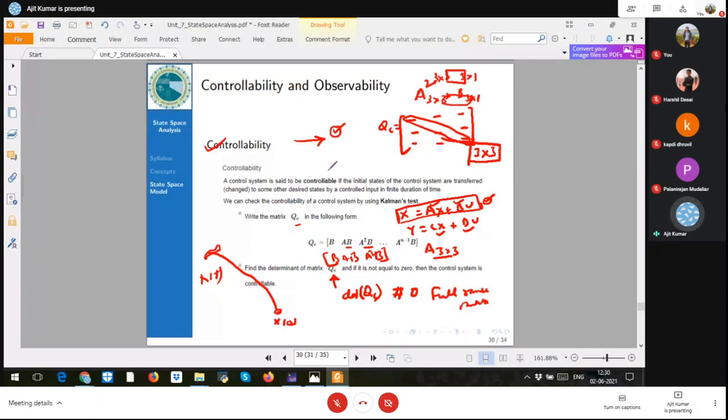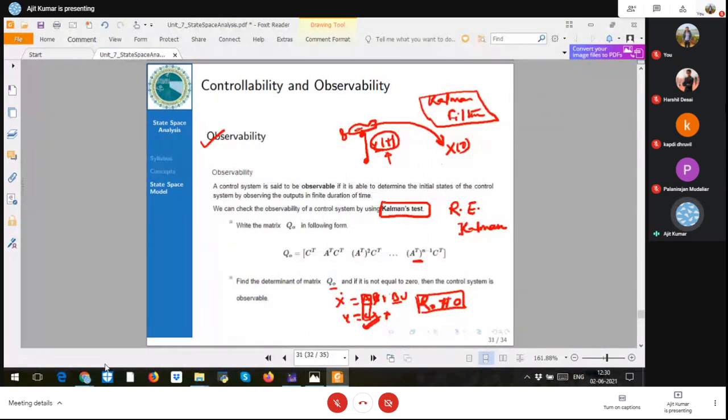To check the controllability of the same system, we have this tool, the understanding of QC. In QC we have B, AB, A square B, like that. If your QC matrix is a full rank matrix, or determinant of QC is not equal to 0, then it is a controllable system.